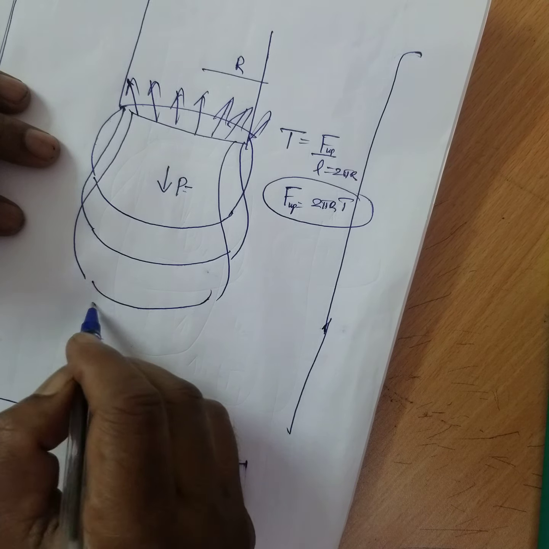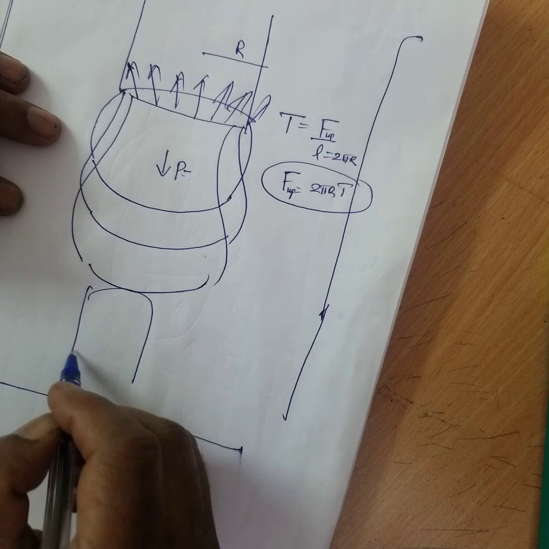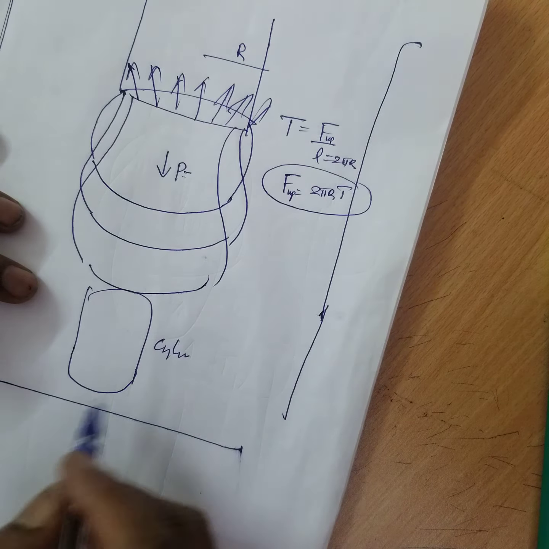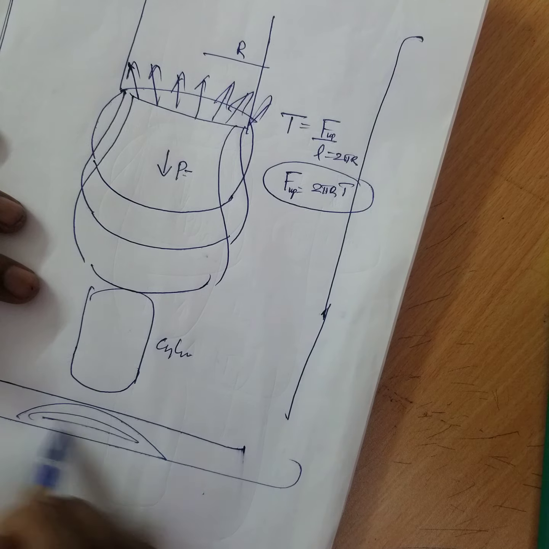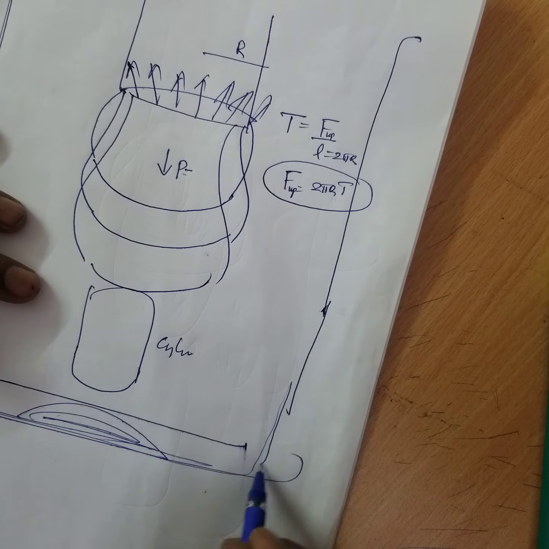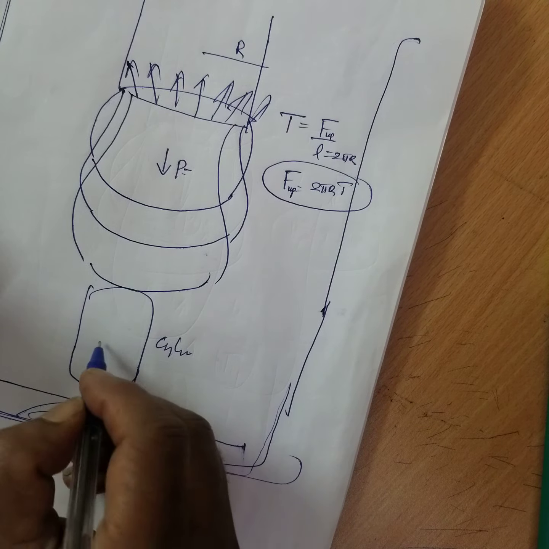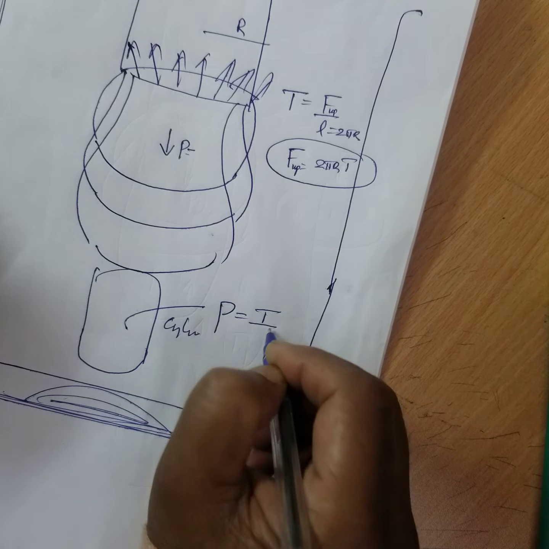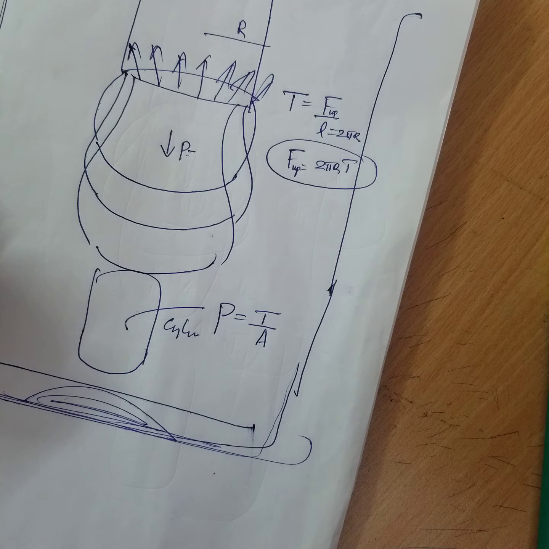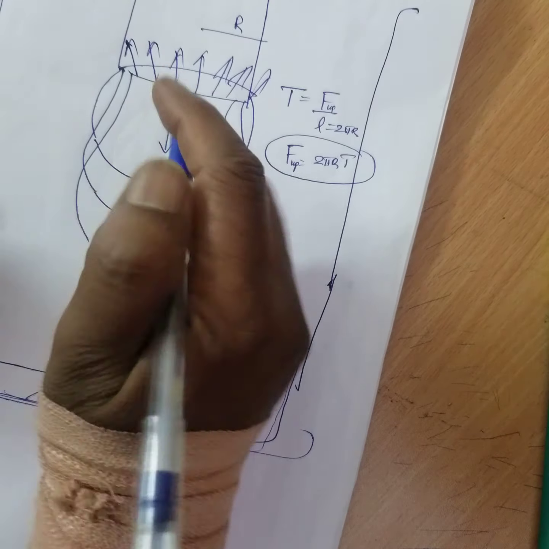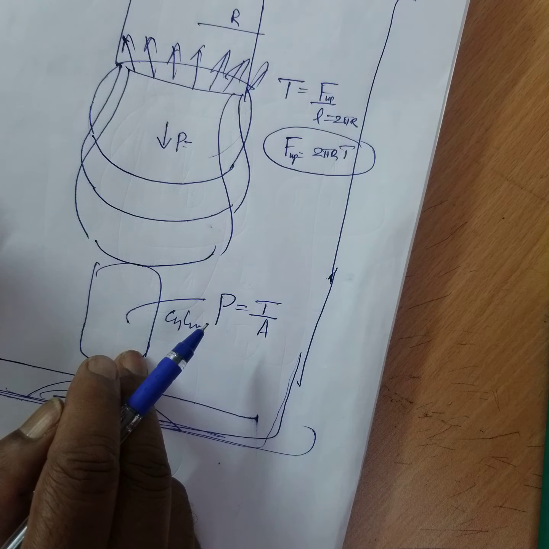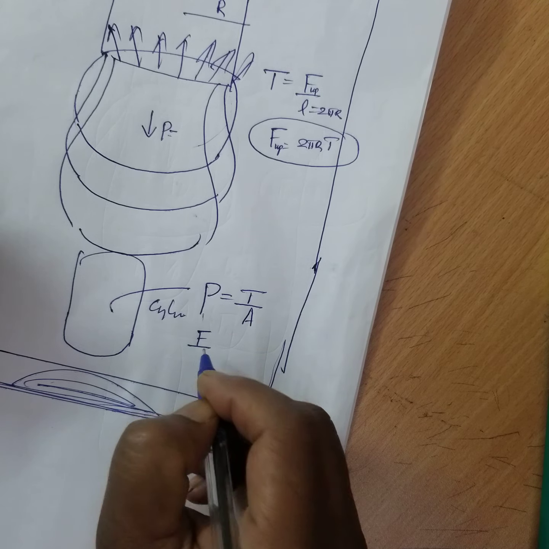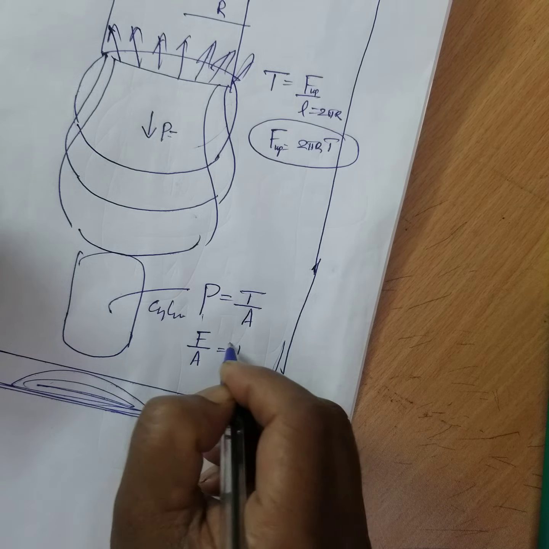And finally, when it falls here, what happens? Once it's detached, it will take a cylindrical shape. Then finally, it falls on the floor of the beaker. Right? For a cylindrical shape, what is the excess of pressure? Surface tension per unit area. Understood? Once it was a sphere, it became a cylinder. Therefore, pressure is equal to force per unit area.